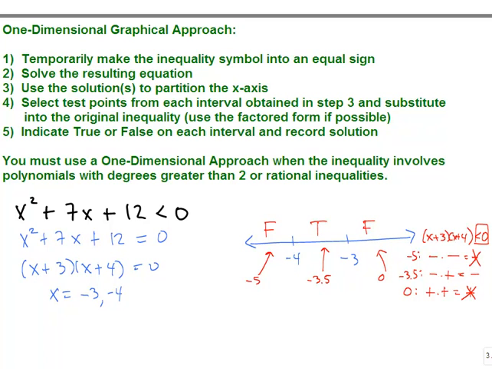So your final answer is going to be any interval where you see a true. So in this problem, that's just this one right here. You want to write that as an interval, so -4 up to -3, and because there were no equal bars, these are going to be open parentheses. And here's my solution. Okay, so the one-dimensional approach uses a number line and tests intervals instead of the two-dimensional approach, which plots x-intercepts and graphs your parabola either pointing up or pointing down.